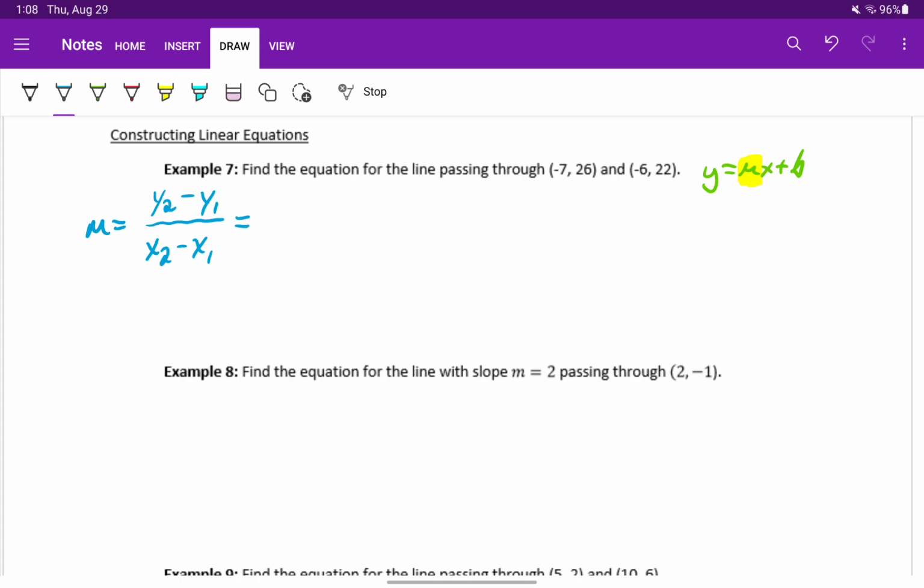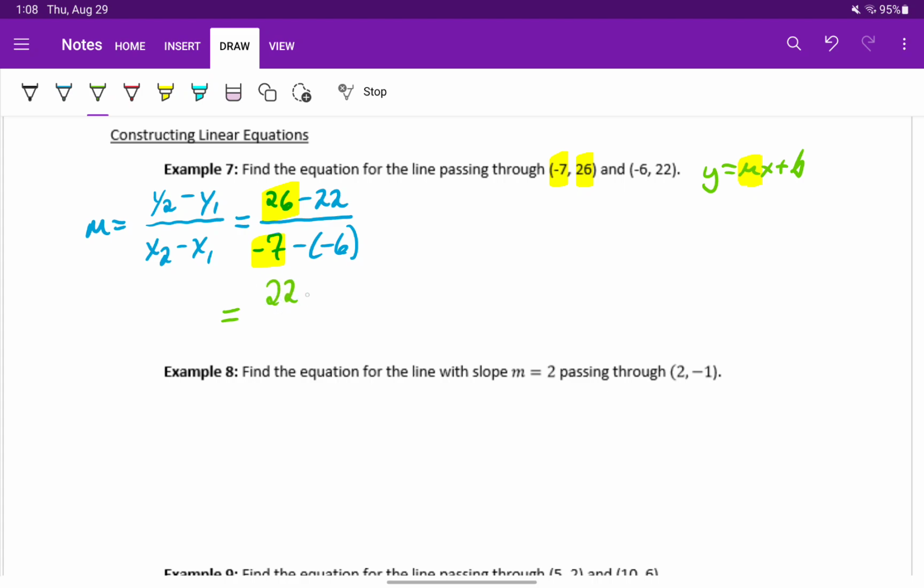It doesn't matter at all which point you consider to be x1 and y1 or x2 and y2, as long as you're consistent. That means there are 2 different ways we can express this. We could express the numerator as 26 minus 22, the difference of those 2 y values, over negative 7 minus negative 6, the difference of those 2 x values. What's important is that since I used 26 as my first y value, I used its corresponding x value as the first value in the denominator.